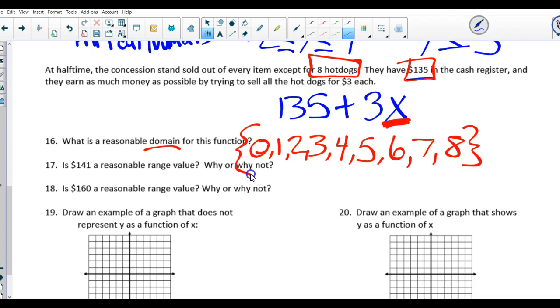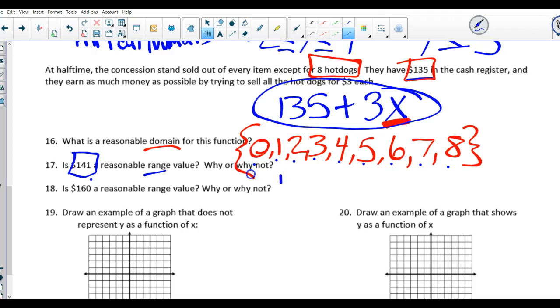Is 141 a reasonable range value? Why or why not? Well, a range value is an output. An output meaning if I plug in all of these inputs, if I sell 0 through 8 hot dogs, can I earn $141? Well, think about our equation. I've already made 135. How much more money do I need to make to get 141?